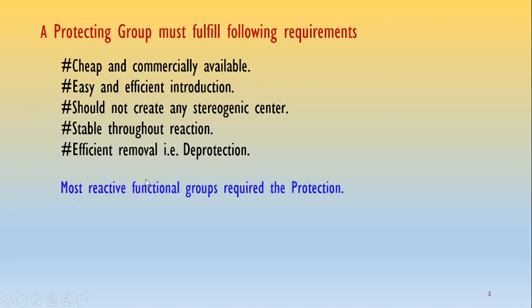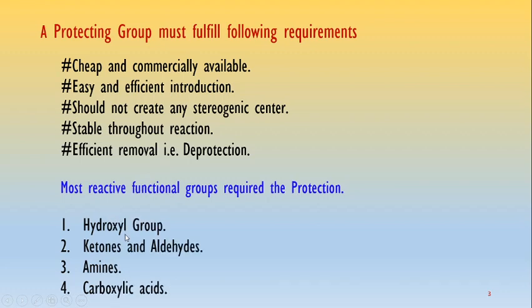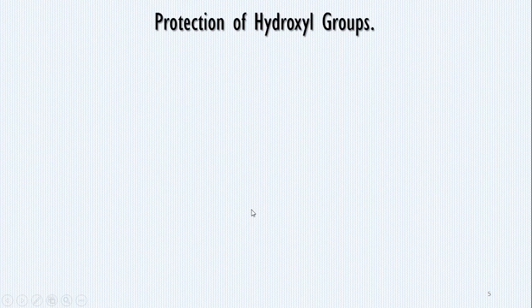Generally, which functional groups need protection? The more reactive functional groups such as hydroxyl groups, because in a hydroxyl group the oxygen carries two lone pairs of electrons, or aldehydes and ketones, which contain an electron deficient carbonyl group. Then amines, because nitrogen contains a lone pair. Then carboxylic acid, because it has an acidic proton and also the electron deficient carbonyl group. Therefore these functional groups need to be protected. So let's discuss one by one.